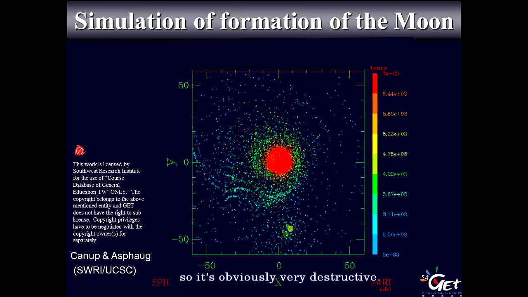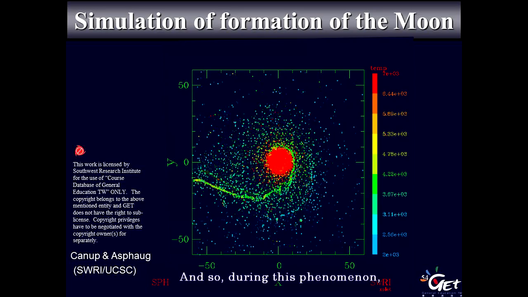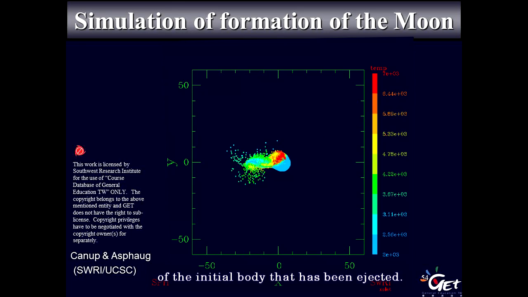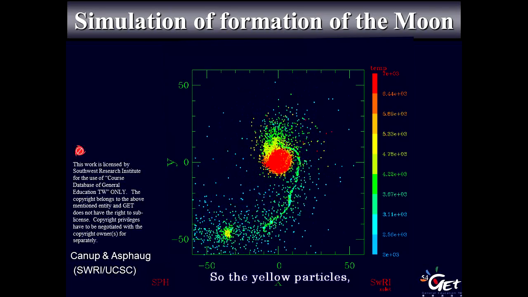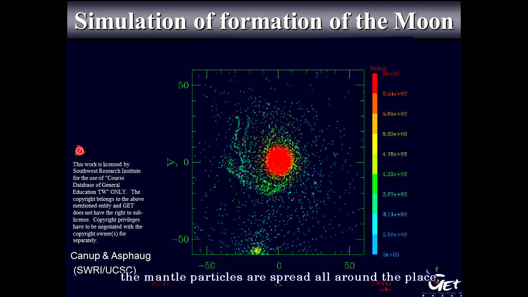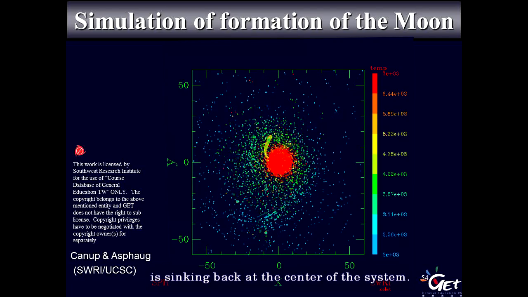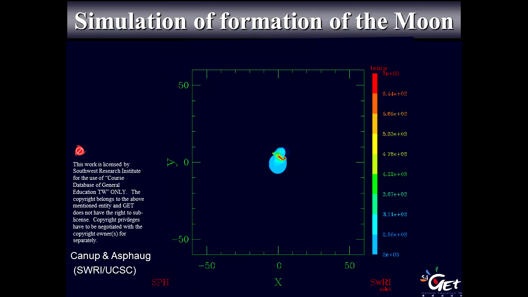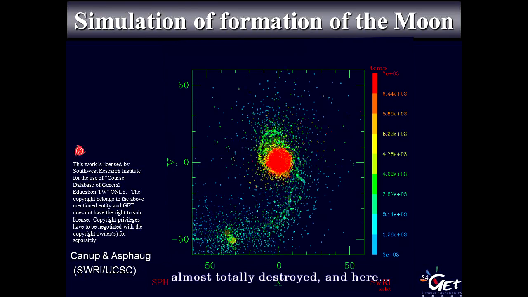So you have the interaction, and it's obviously very destructive. During this phenomenon, you see that part of the initial body has been ejected. The yellow particles are the mantle particles. They are spread all around the place, but very rapidly the iron core is sinking back to the center of the system. So let's play it again. Here you have the impact. Both systems are extremely distorted, almost totally destroyed.